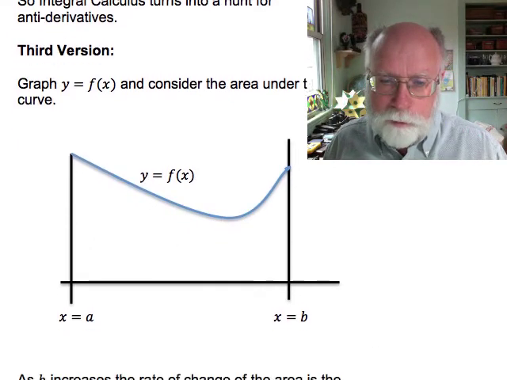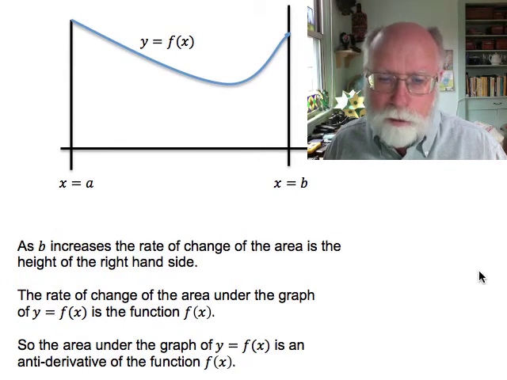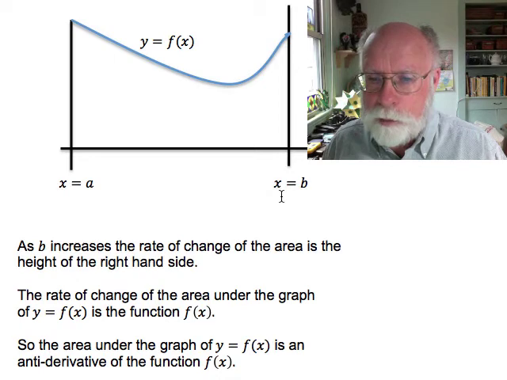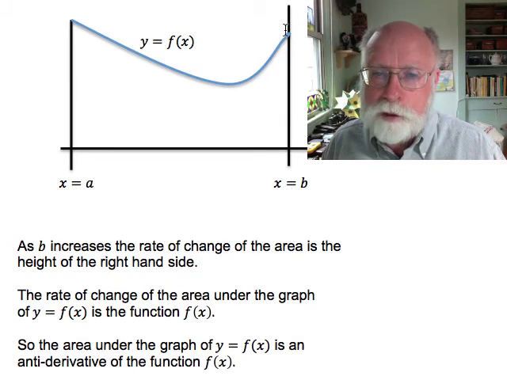Another way of saying this is that the area under a graph is an antiderivative of the function itself. To see why that works, you have to imagine this right-hand point, x equals b, actually changing, and as it changes in an infinitesimal way, how much does the area change? And if we were to write out the rate of change of the area, we would find that it was this infinitesimal change times the function value itself. So that's why this function becomes the rate of change of the area underneath.